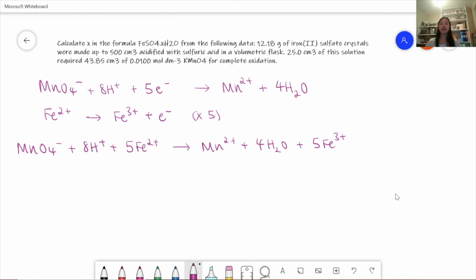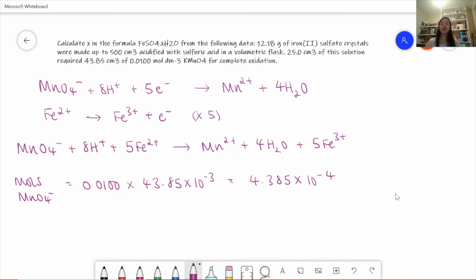And so now what we do is we work out the number of moles of manganate that we have. So in other words, we work out how many moles of the potassium manganate we have. And so the moles of manganate ions is equal to concentration times volume. So we have a concentration of 0.0100 multiplied by the volume, which is 43.85 times 10 to the minus 3, because we need to convert it to decimeters cubed. And so we get 4.385 times 10 to the minus 4 moles.